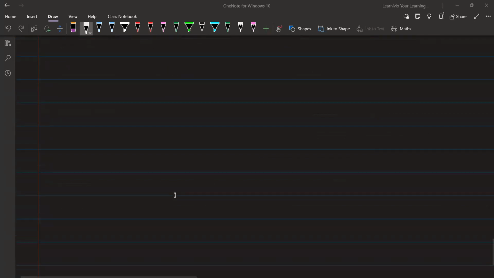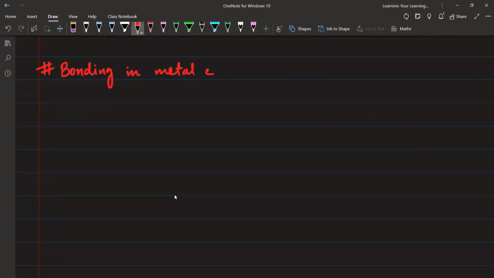Bonding in metal carbonyls. Metal carbonyl bond.